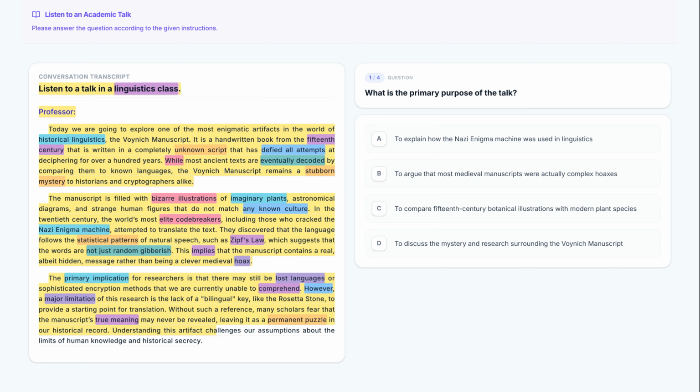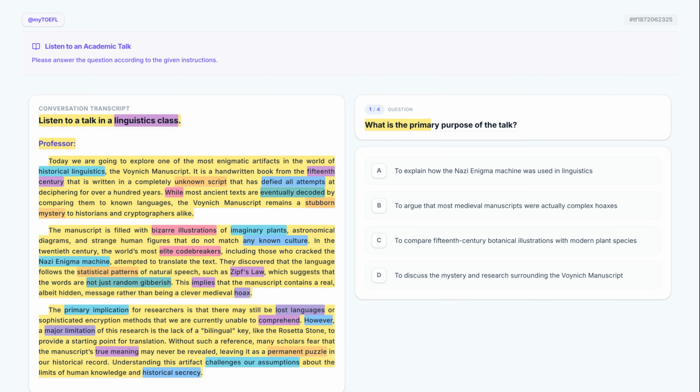Understanding this artifact challenges our assumptions about the limits of human knowledge and historical secrecy. In the final sentence, the professor summarizes the broader significance, stating the artifact challenges our assumptions about historical secrecy.